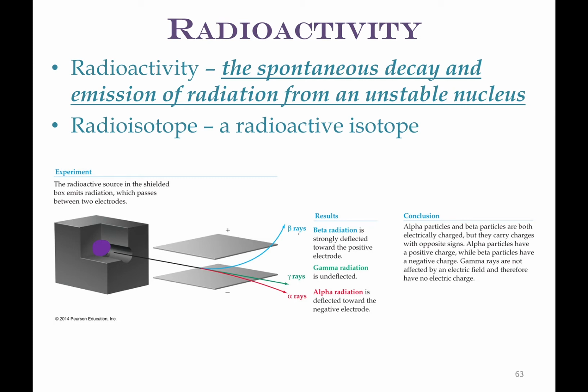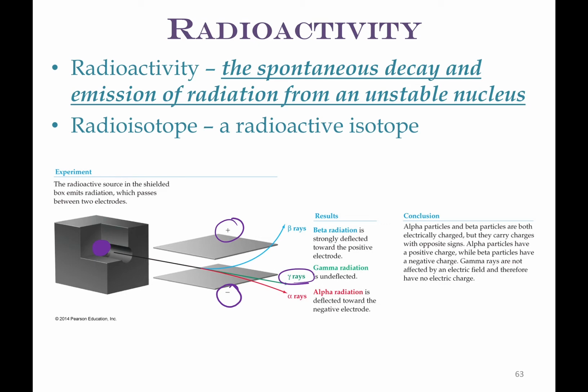Remember, beta radiation is negatively charged. They're going to flow towards the positive electrode. Alpha radiation is positively charged and flows towards the negative electrode. And gamma rays are undeflected. They're going to go straight through because they're neutral.